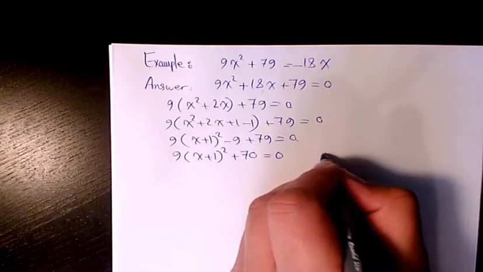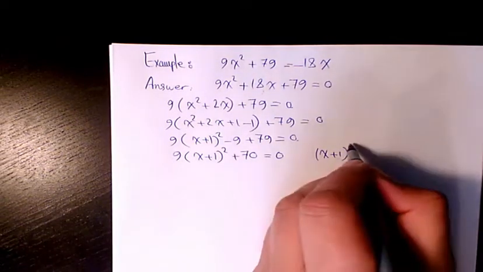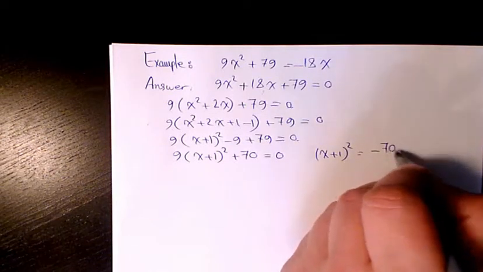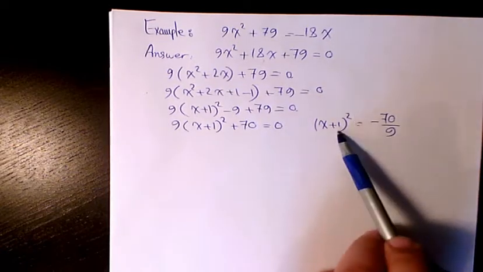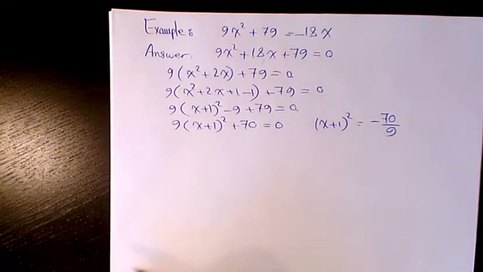So we have x plus 1 squared equals negative 70 divided by 9. And since the square root of an expression equals a negative number, there is no real solution to this answer.